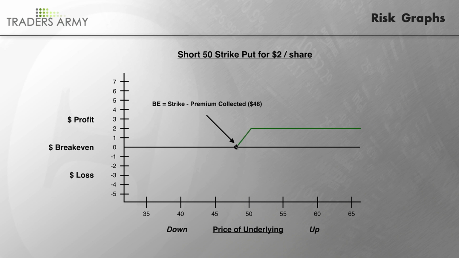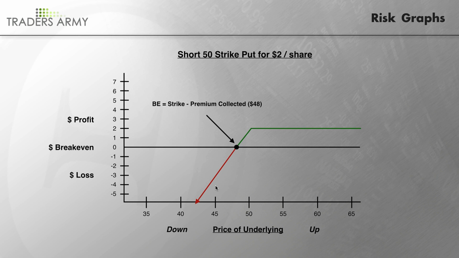This shows that if the stock is anywhere above 48, the seller of the put makes some money, the buyer of the put loses some money, but if the stock is above 50, the buyer of the put loses all of their money, and the seller of the put makes all of their premium, which is the $2 in this case. Anywhere below $48 a share, and we actually have an infinite amount of risk. Theoretically, you can't lose any more than when the market goes all the way to zero on this, but if you're doing this in a margin account, you don't have to have the $50 in your account to actually trade this.